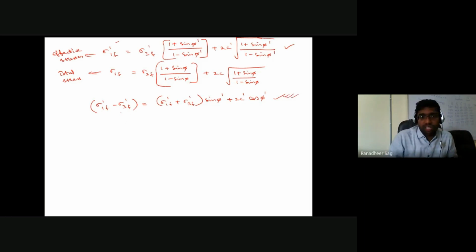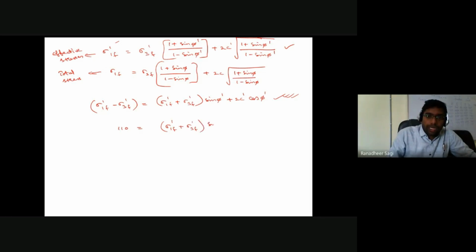Sigma 1 dash at failure minus sigma 3 dash at failure. The difference of these two values is nothing but 110, which we have already seen in our earlier discussion, which is equal to, what is sigma 1 dash at failure? I don't know specifically what my sigma 1 dash at failure and sigma 3 dash at failure are. Particularly, I do not know what my sigma 3 dash at failure is, but however, I'll be substituting those terms as they are.